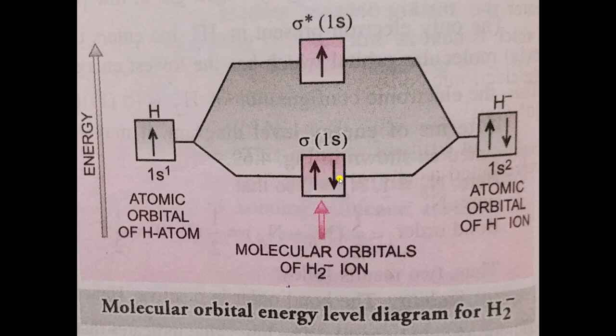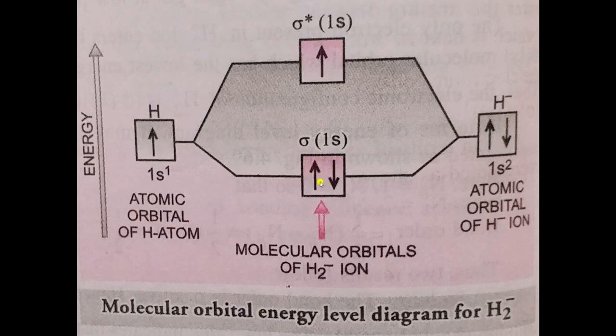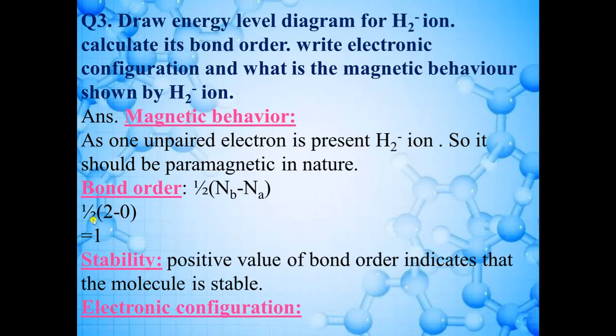Now we have to calculate bond order. The formula is 1 by 2 times the number of bonding electrons minus the number of anti-bonding electrons. Here the number of bonding electrons is 2 and the number of anti-bonding electrons is only 1. Putting in the values, it comes equal to 1. Okay, bond order is 1. That means only one bond is present between the hydrogen atoms.